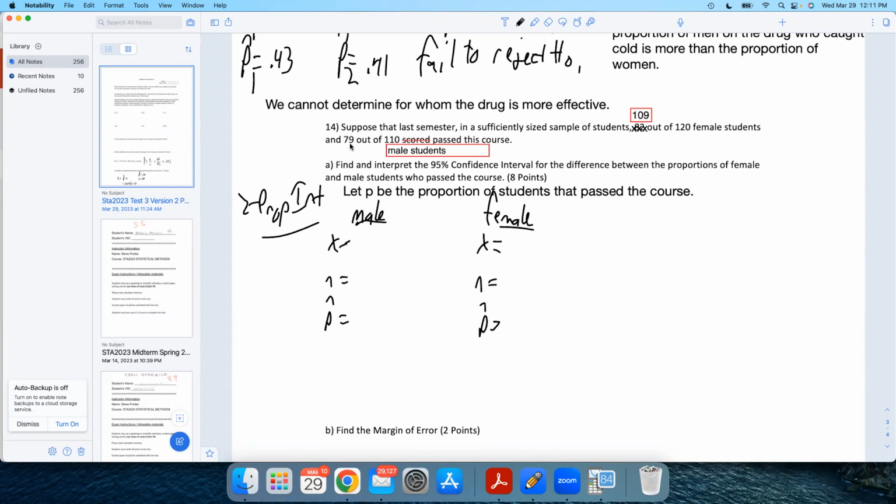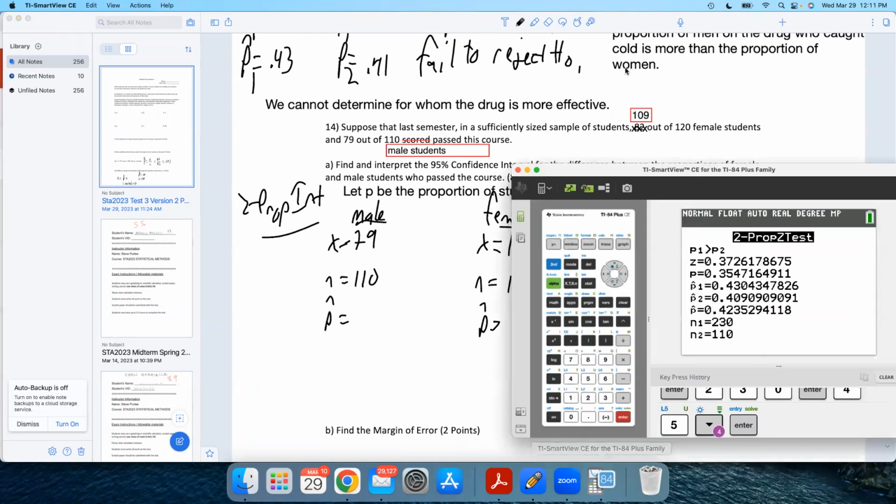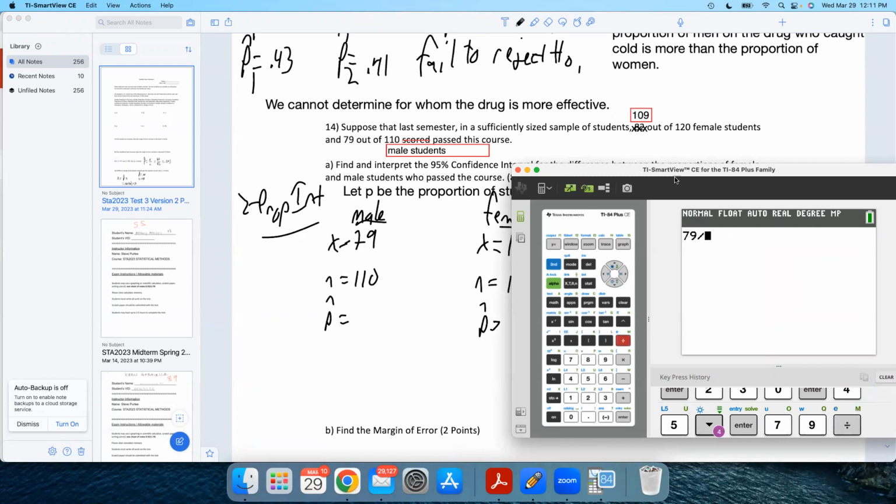All right, let's see. Female students, out of 120, 109 passed. For the male students, 79 out of 110. All right, so let's find our P hats, our sample success rates, our sample pass rates. So for the men, 79 out of 110, I'm just around 0.72.